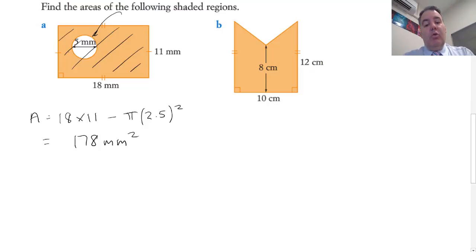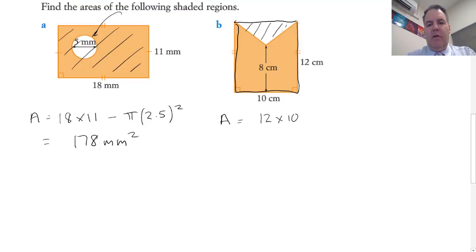In part B, you could also do the same thing. You could draw a line across the top here and say that the area for part B is the area of the rectangle, which is just 12 times 10. So that's just this whole rectangle here, minus off the area of that triangle there at the top. Okay, so the area of a triangle is a half times the base. The base is 10 times the height.